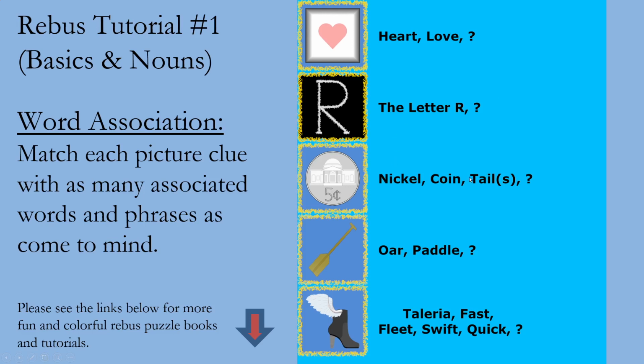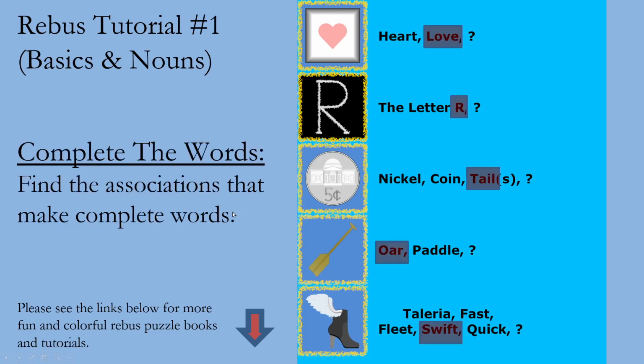We have a nickel, coin, tail, oar, paddle, talaria. That's what this is, a talaria, and it really is a winged sandal, and I think it's a Greek myth or something like that. It's a pretty old symbol, and it means fast, fleet, swift, quick, all of those things. So now that we've got our word associations, we're going to try to put the words together.